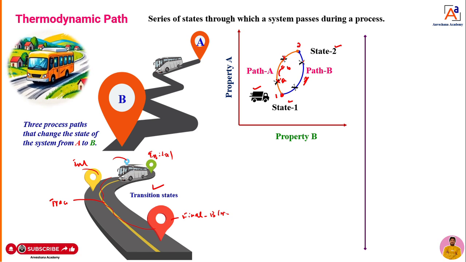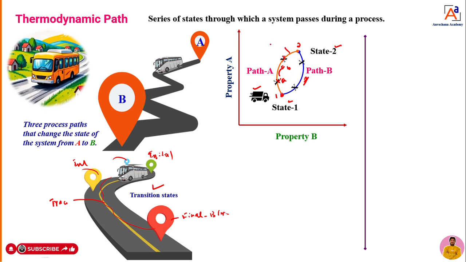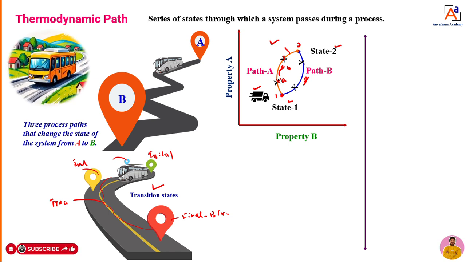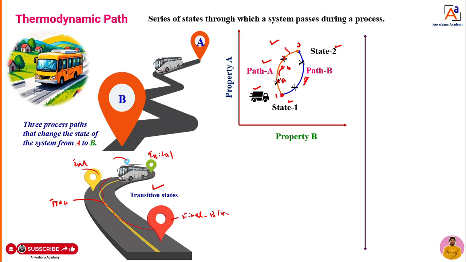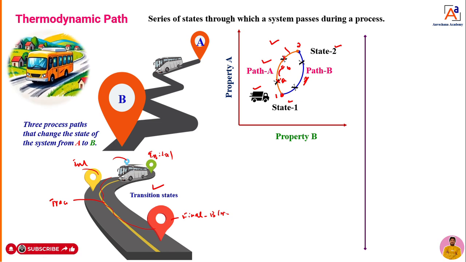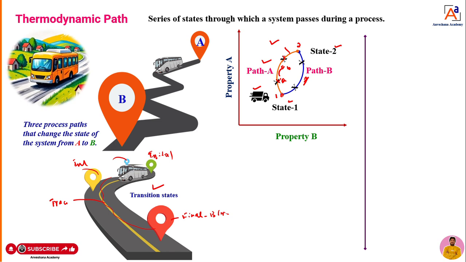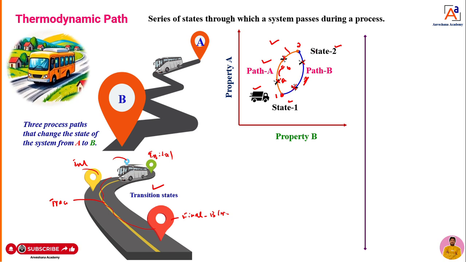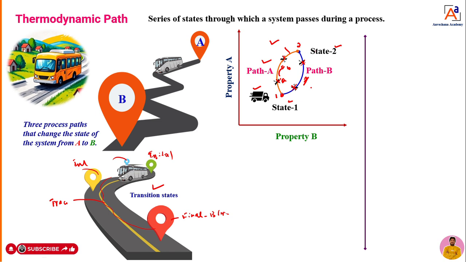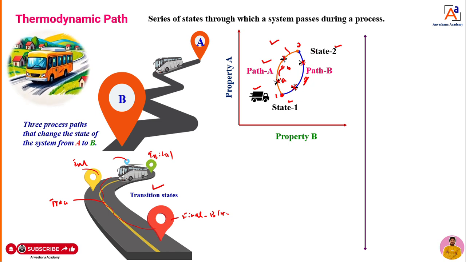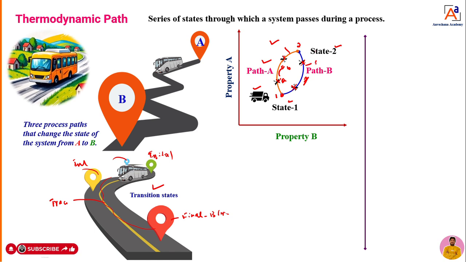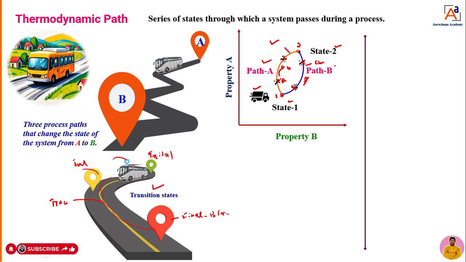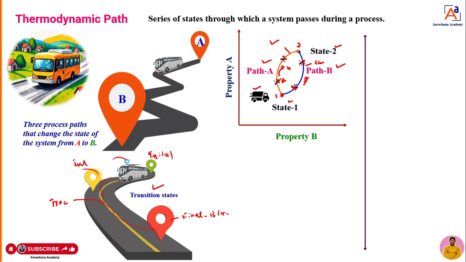When we join all these lines, you are going to get a curve or a trace. That is nothing but what? Thermodynamic path. If you are going in this fashion, that path we can call path A, or thermodynamic path A. Suppose the delivery truck is moving from this point to this point by this way, that means again it is going to cross a series of states or series of places. When we join all these states, we get a curve or a path. That curve or path we can call a thermodynamic path. If you are going in this way, that path we can call thermodynamic path B.